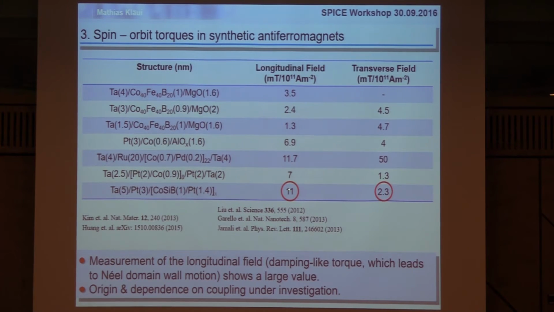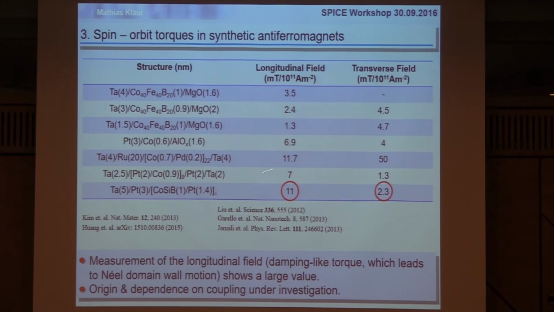You see here, this is 11 millitesla per 10 to the 11 amps per square meter. So this is one of the strongest damping-like torques that we have seen. And then we are on it at the moment. This is the work of Kyujun, to actually understand how this depends on the coupling. So this is one of the things that Stuart has, this exchange torque model, and I'm not completely convinced, but that's something that we're doing right now, and there you'd expect now another slide, but that's it.